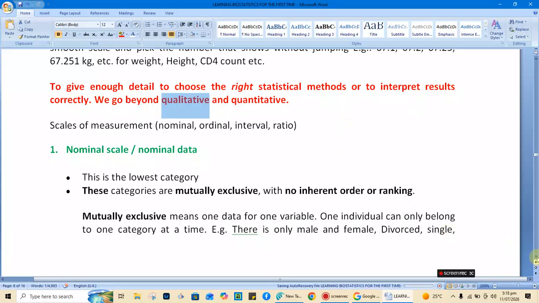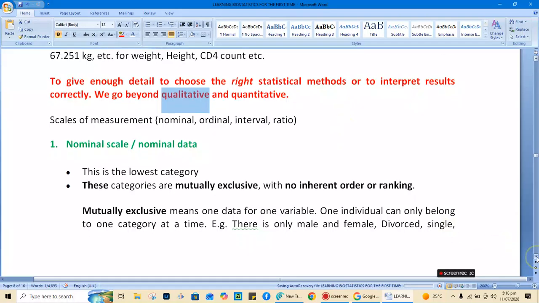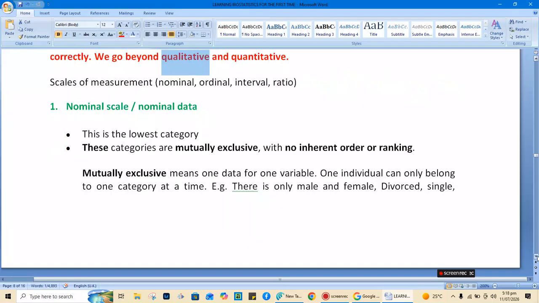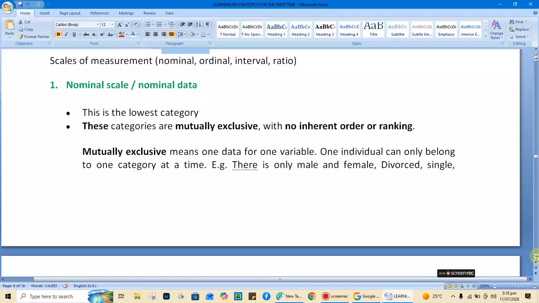Now what helps you get even closer to knowing what statistical method you are going to use is the scales of measurement. There are actually four: the nominal scale of measurement, the ordinal scale, the interval scale, and the ratio scale. Nominal, ordinal, interval, and ratio.